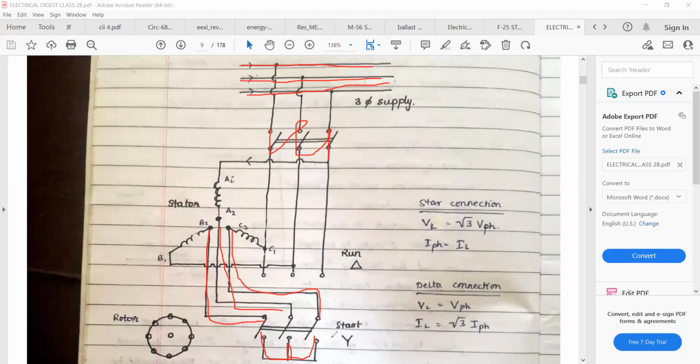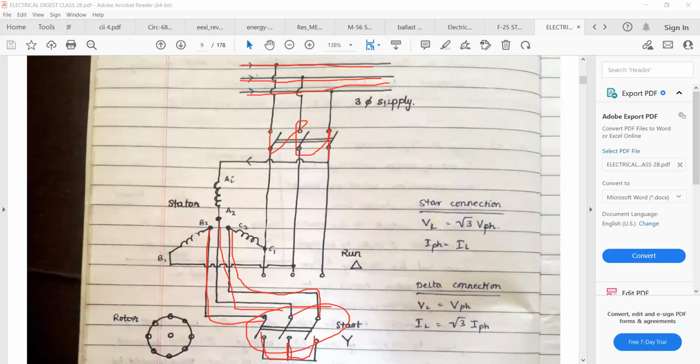So initially when you are going to start this motor, this terminal is going to close, so it will start in star connection. Then it will change over to delta. I will show later on how it is going to change over to delta when we do star delta. Okay. This much is clear. Star connection is clear.